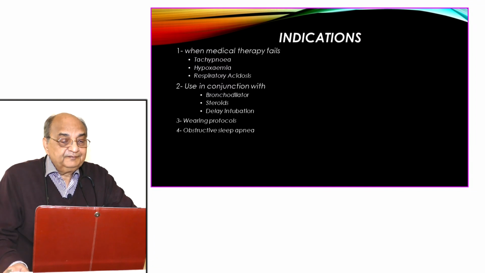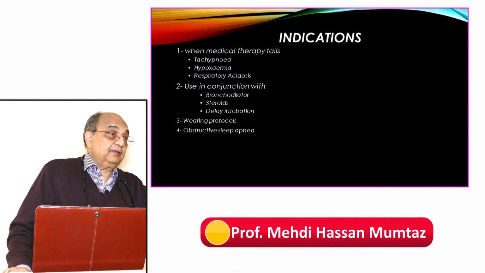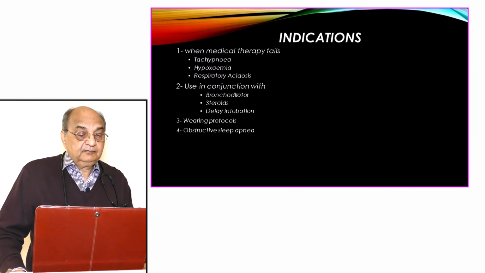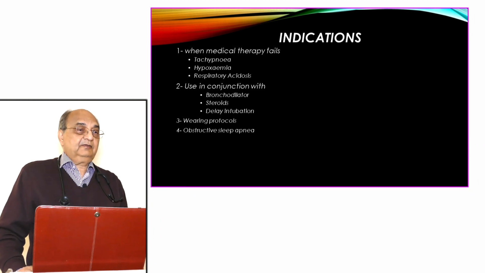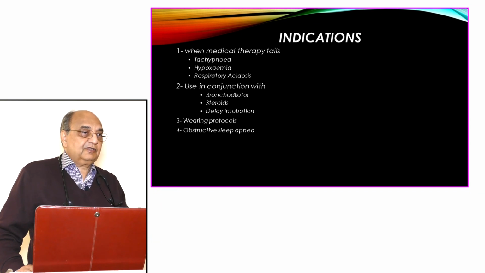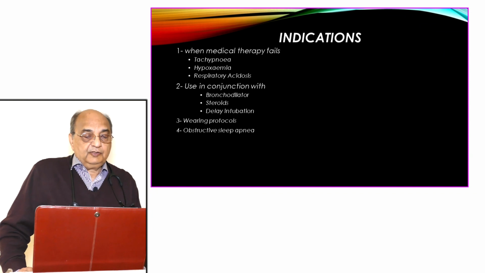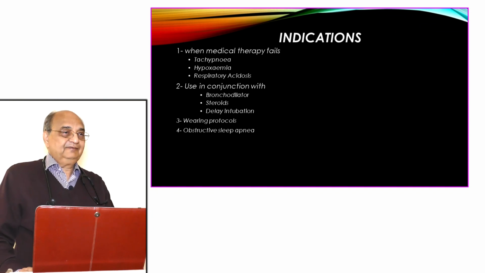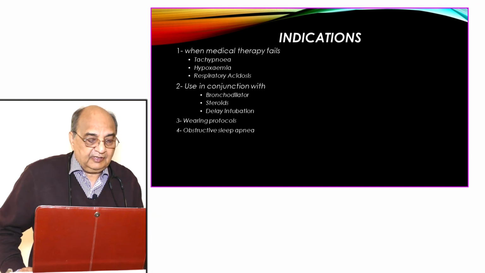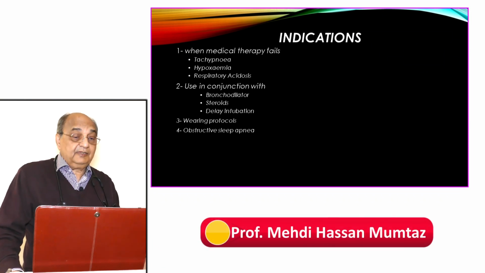Now, indications. When medical therapy fails, in an ordinary pulmonology unit, the patient gets tachypnea, hypoxemia, or respiratory acidosis, but the patient is breathing. So give them support with the BiPAP. It's a small apparatus, you might have seen it in our ICU also. So in respiratory therapy units or in the pulmonology ward, there are BiPAPs lying there. It is used in conjunction with bronchodilators and steroids, and to delay the intubation and ventilation. So first thing, you can use the BiPAP so that you can avoid the intubation and ventilation.